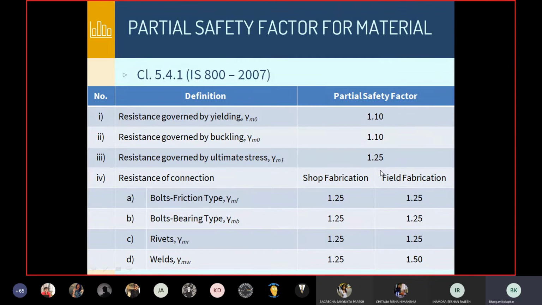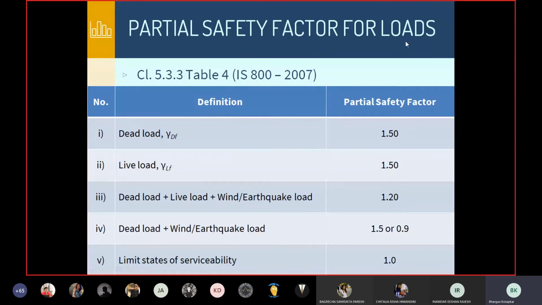Now let us look at partial safety factor for loads. The partial safety factor for dead load is 1.5, meaning that if the dead load of your slab is say 4 kilonewton per meter square, you multiply it by 1.5, which gives you 6, and then you design it for a load of 6 kilonewton per meter square. Do you understand?